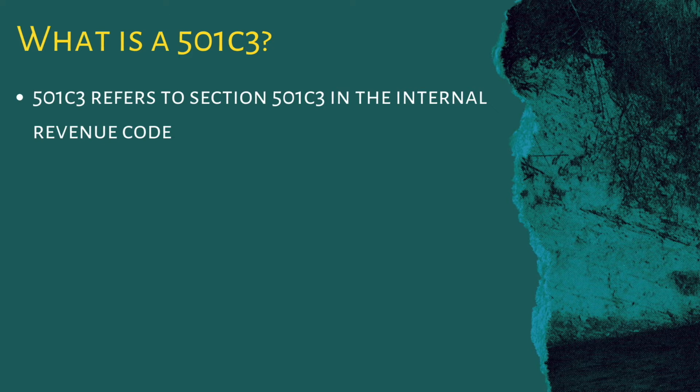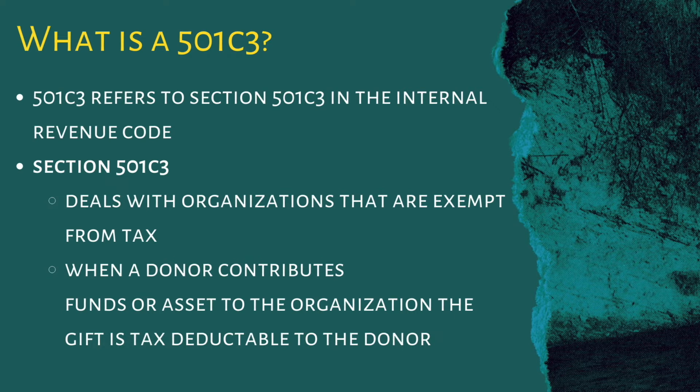Parenthetically, and I think rather importantly, 501c3 actually refers to a section in the Internal Revenue Code called Section 501c3. Section 501c3 deals with organizations that are exempt from tax, but also allow that when a donor contributes funds or assets to the organization, at the time of the contribution, the gift is tax deductible to the donor, okay? There are some nuances here, and I'm going to explain that, but that's the overriding answer to the question about what is a 501c3.